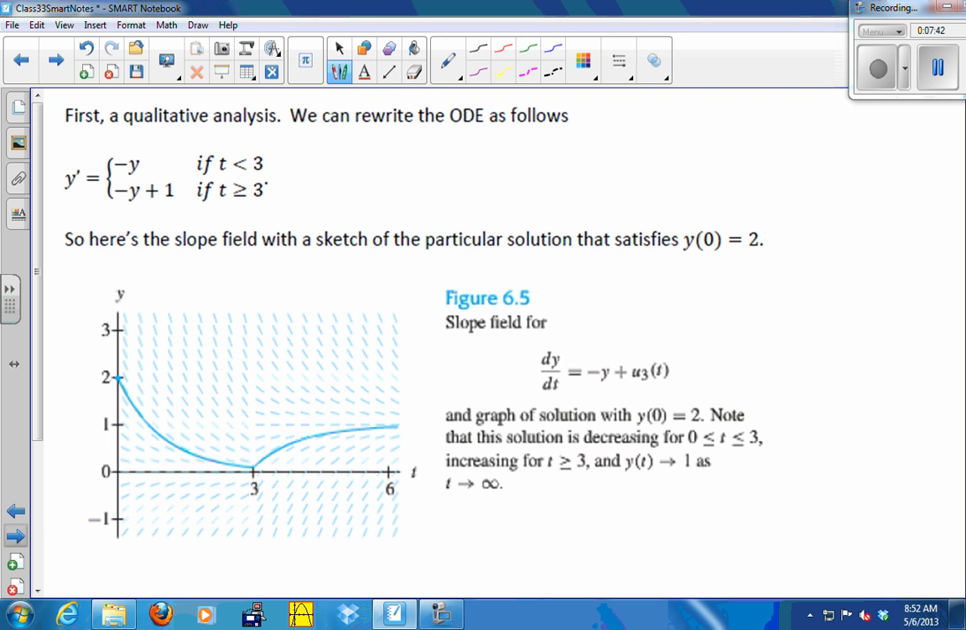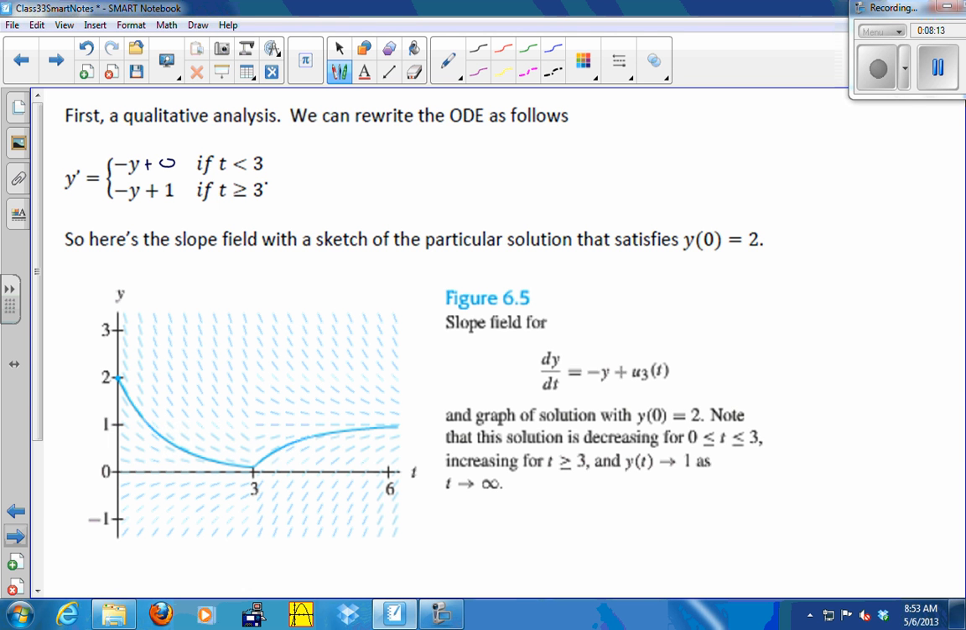So I could rewrite this differential equation as negative y. So when t is less than 3, u sub 3 is 0. So this just says negative y plus 0. And when t is bigger than or equal to 3, it's negative y plus 1. So this is really a piecewise differential equation. And I can get the slope field by plugging in to this equation when t is less than 3 and to this equation when t is greater than or equal to 3. So I've got my slope field and I have my function.